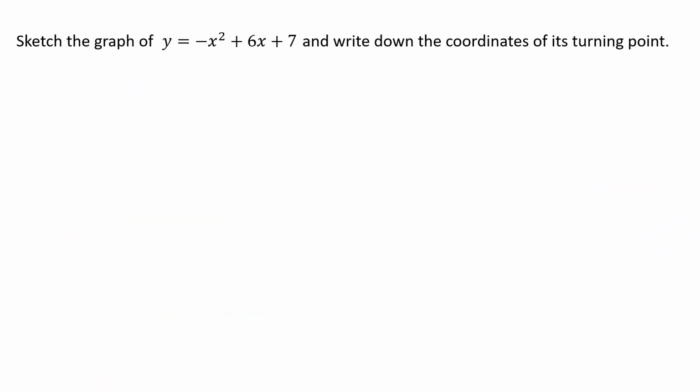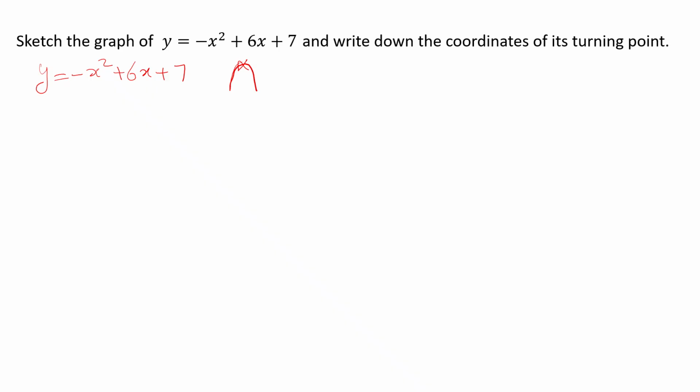Sketch the graph of y equals negative x squared plus 6x plus 7, and write down the coordinates of its turning point. Before we sketch the graph, we need to find some coordinates. You can see the x squared is negative, so the graph shape should be this way, with a maximum point.